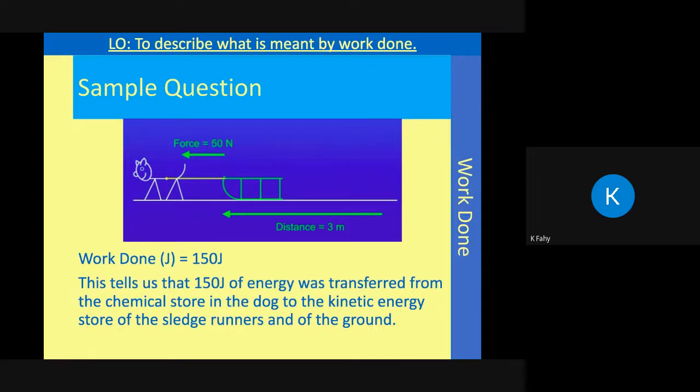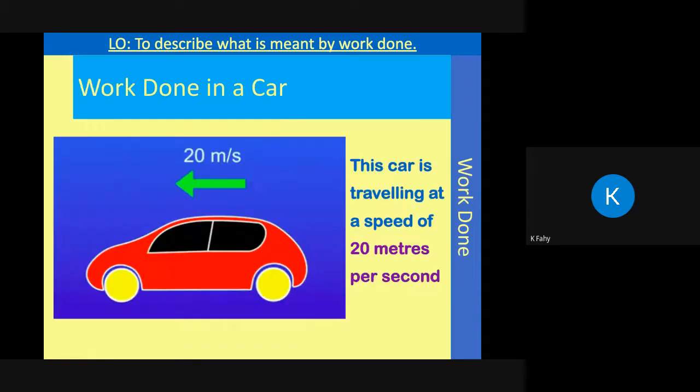This tells us that basically there was 150 joules converted from the chemical energy stored in the dog to the kinetic energy of the sleigh. So we know that all that energy in the dog was changed over to kinetic energy. This car is traveling at a speed of 20 meters per second.